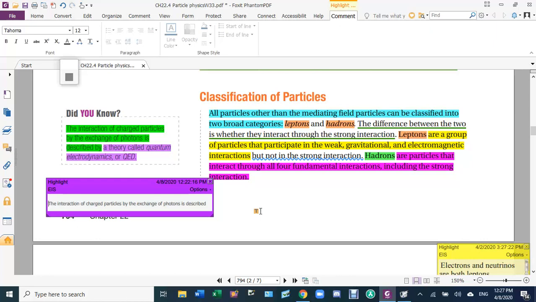Now, what is the difference between leptons and hadrons? Leptons are a group of particles that participate in the weak, gravitational and electromagnetic interactions, but not in the strong interaction. But the hadrons are particles that interact through all four fundamental interactions, including the strong interaction.